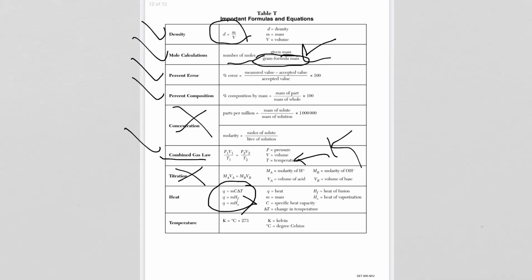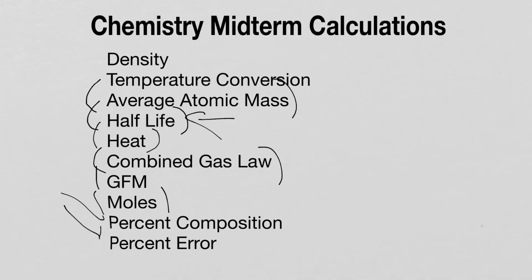Finally, temperature, the different units, Kelvin versus degrees Celsius. The only difference between them is 273. If, again, you're dealing with the combined gas law, remember you have to change temperature into the Kelvin unit. That leaves us average atomic mass, half-life, GFM.